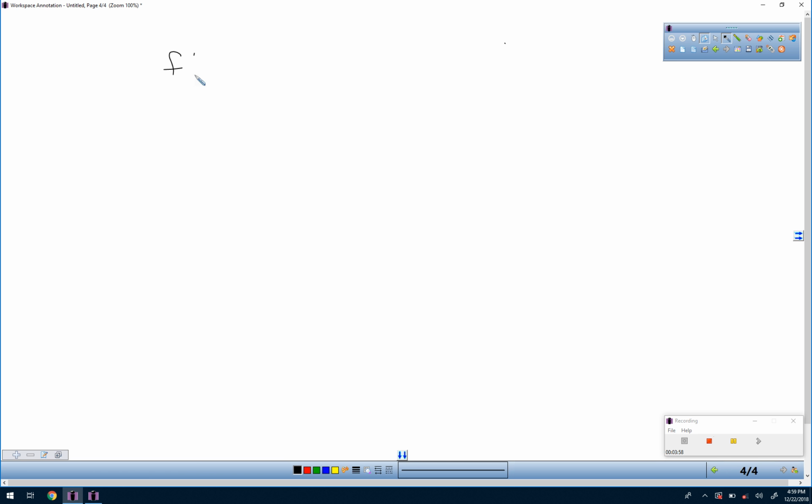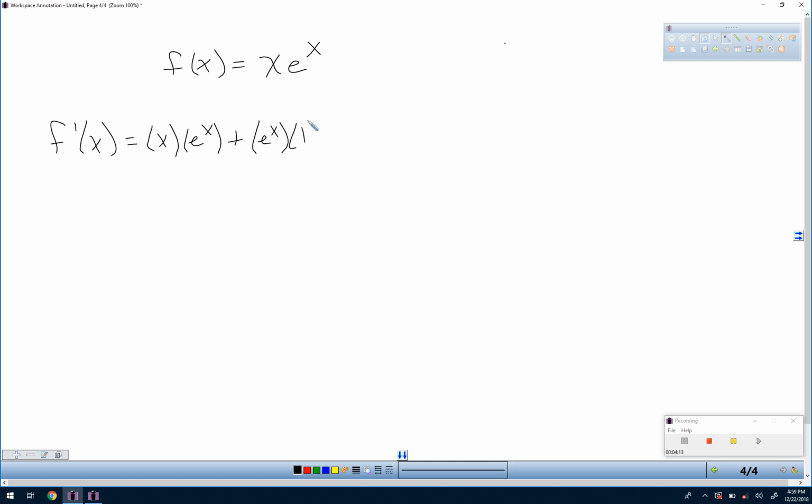So for example, let's say I have the function f of x equal to x e to the x, and I ask you to find the first 3 derivatives. Well, the first derivative would simply be product rule, so first times derivative of the second plus second times derivative of the first, so that would be x e to the x plus e to the x. So that would be my first derivative.